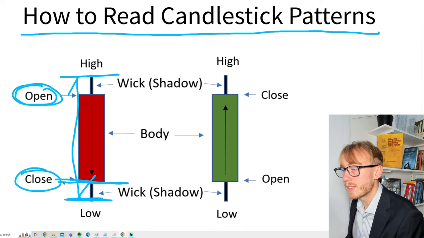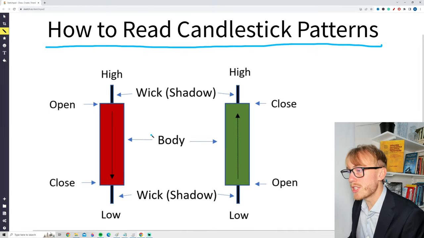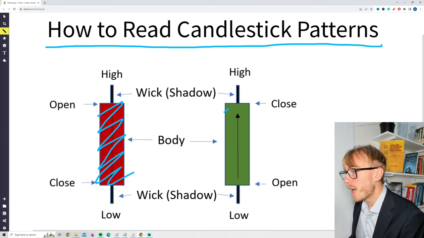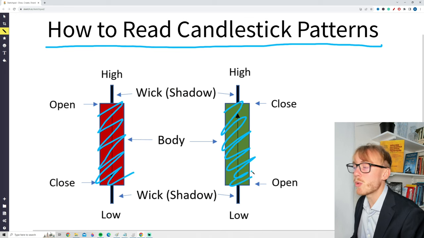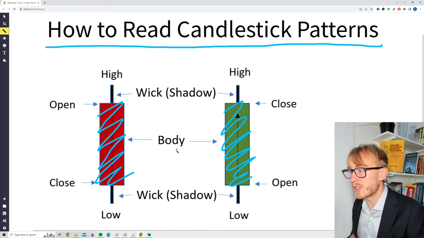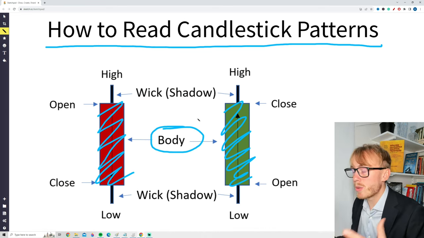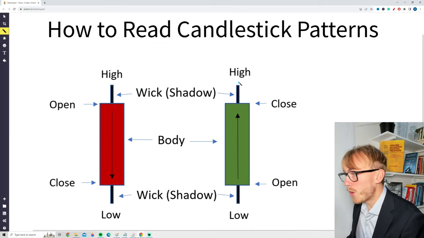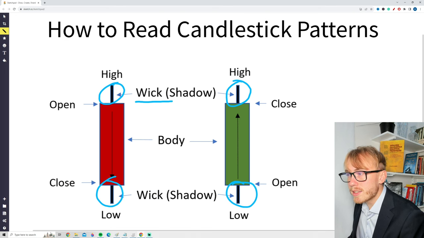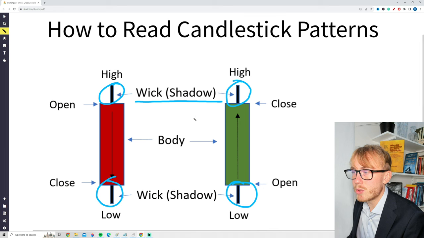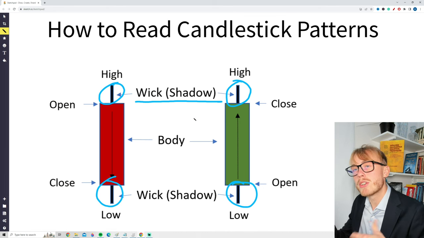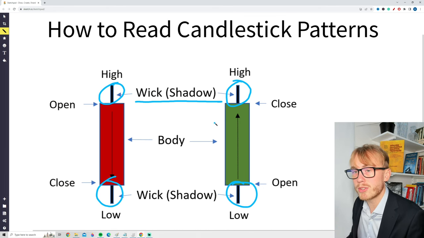Now, as for the terminology, the wide part of the candle, which is this part right here for the red one, and this part right here for the green one, is what we call the candlestick body, or sometimes the candlestick real body. We use these words interchangeably. The small part of the candles, which we have right here, right here, right here, and right here, we call wicks, or another word is shadow. So if you hear either wick or shadow, you know that we talk about the small part of the candle.